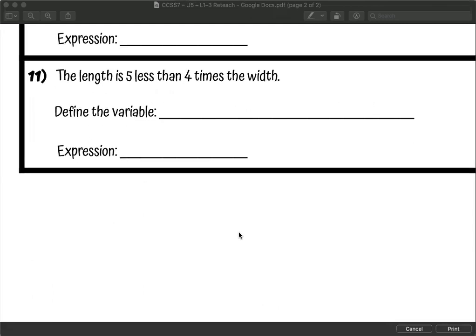The length is 5 less than 4 times the width. So first, circling my numerical values, we've got 5, we've got 4. Our unknown, well, we technically don't know the length or the width, but we are relating the length to the width. So I'm using the width as my variable. So I'm going to say W equals the width. And then our key phrases or words that tell us the operation, less than and times. Less than tells me subtraction, times tells me multiplication.